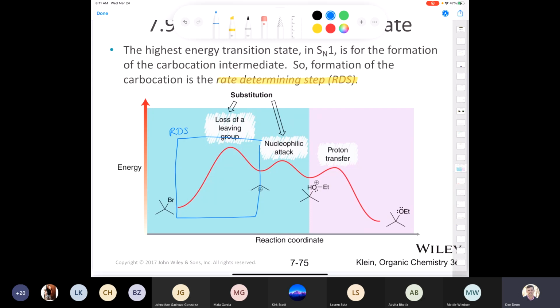You see it's the one with the highest activation energy, and therefore it makes sense, right? Because activation energy is related to the rate of reaction, okay? So again, the formation of the carbocation is going to be the rate determining step. That is important that you memorize that, okay? Memorize rate determining step is going to be the formation of the carbocation intermediate.